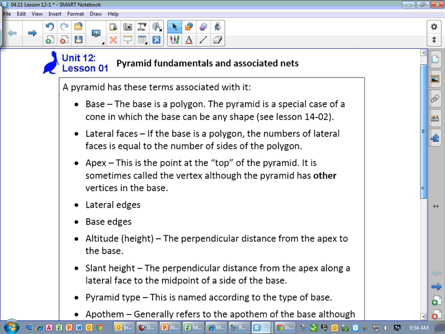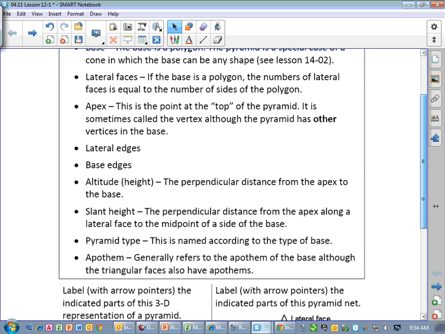Another vocabulary word, apex. The apex is just another word for the top. So you've probably heard about the apex of a mountain, that you reach the apex. That means the top. We sometimes call it the vertex, but we're going to avoid that because at the bottom of the pyramid, all those places where the lateral faces meet the base are all considered vertices as well. And so we're going to use the word apex to mean the very top. Okay. I've got lateral edges, base edges.